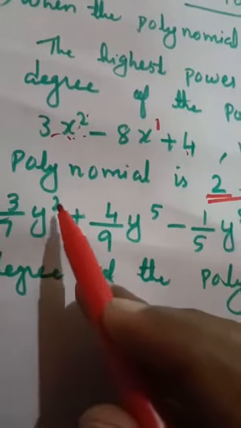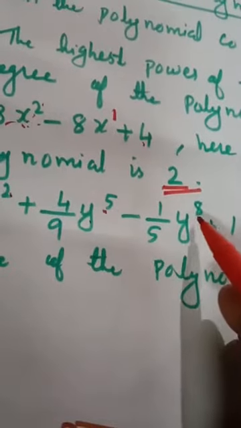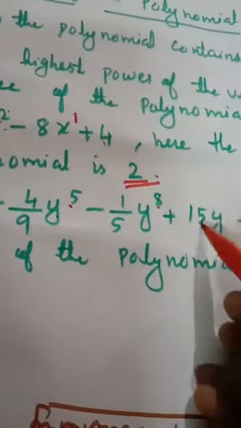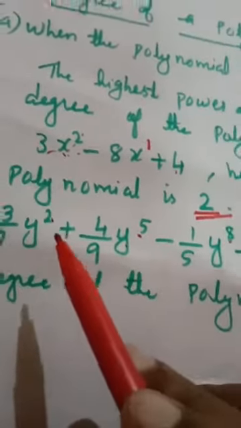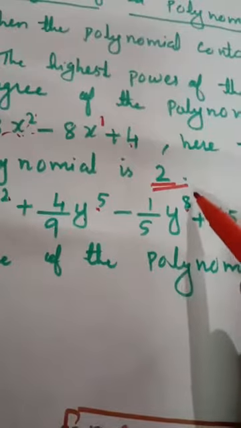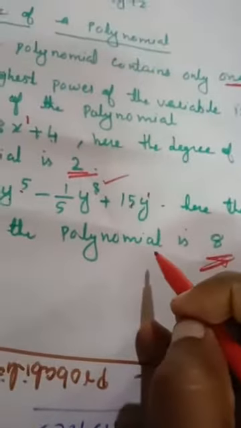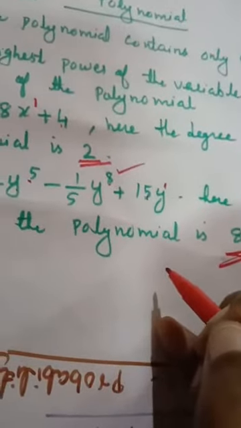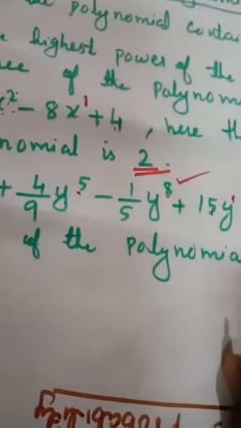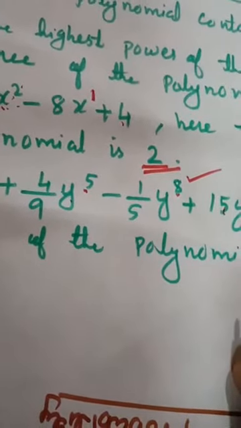Here the power of y is 2. Here the power of y is 5. Here the power of y is 8. Here the power of y is 1. So which is the greater power? 2, 5, 8. This is the greater one. So the degree of the polynomial is 8. Highest power of the polynomial is called degree.